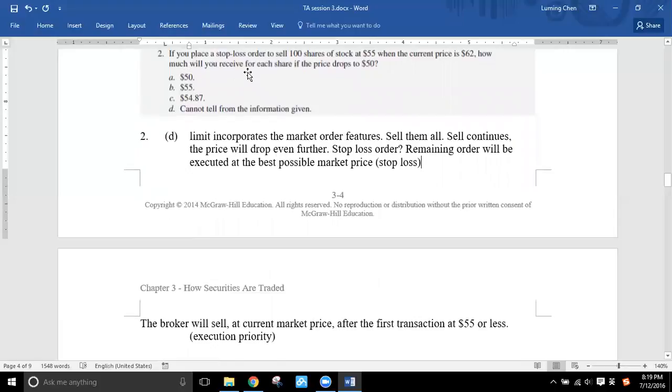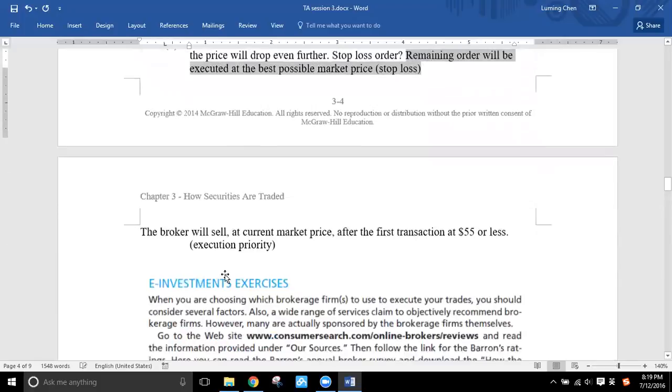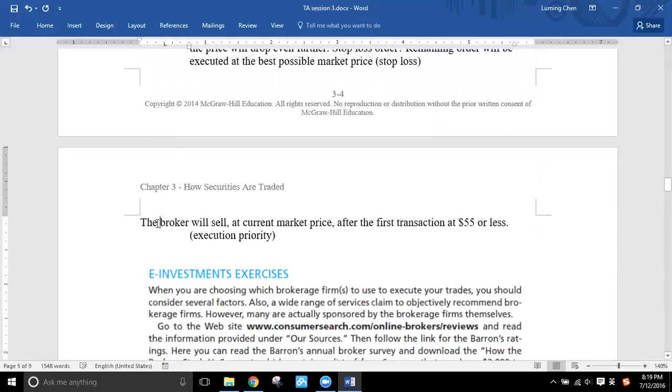So how much will we receive for each share if the price drops to 50? We don't know, because if you continue to sell, the price will drop even further. So the remaining order will be executed at best possible market price. So the broker will continue to sell at current market price after the first transaction at $55 or less. This is an execution priority of the stop loss order.